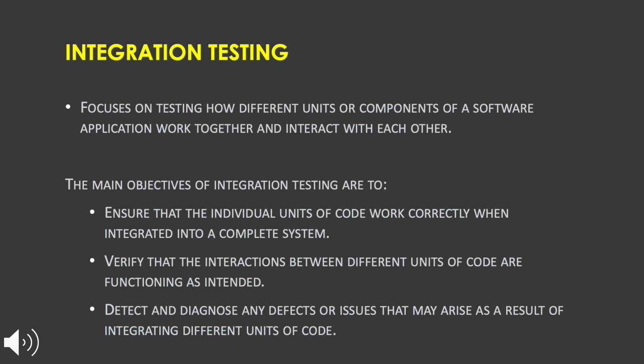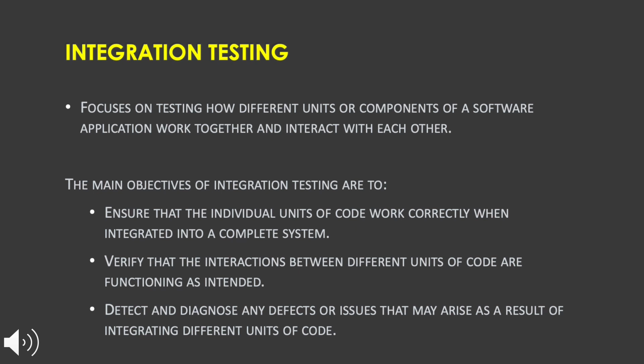Integration testing can take different forms, depending on the type of software being developed and the integration points that need to be tested. It may involve testing individual units in pairs or in groups, or testing the entire system as a whole. Integration testing can be done manually or automated, and it can be performed at various stages of the development process.